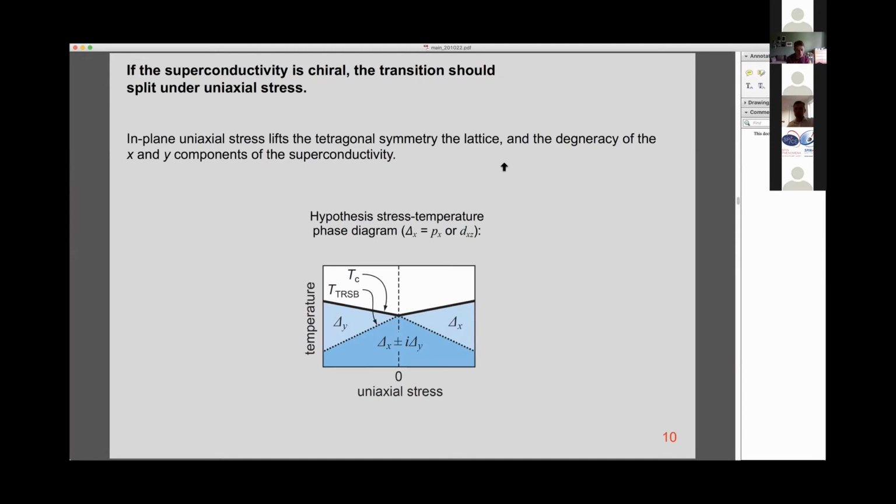So my group has been working on uniaxial stress experiments to probe this question further. Under in-plane uniaxial stress, the tetragonal symmetry of the lattice is lifted, and the degeneracy of the x and y components of the superconductivity is lifted. So we expect a phase diagram as shown here. As we apply uniaxial stress, we have two transitions, a higher transition into the superconducting state, and then a lower transition into a chiral state. So within this space, we might have dxz superconductivity alone, and then down here, dxz plus i dyz.